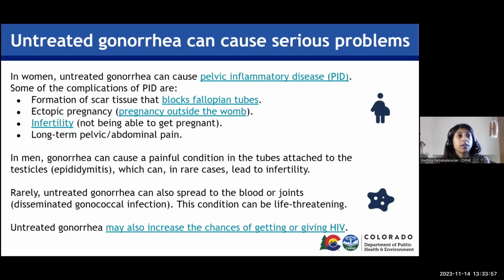In men, gonorrhea can cause a painful condition in the tubes attached to the testicles, which is called epididymitis. And in rare cases, this condition can lead to infertility. Rarely, untreated gonorrhea can also spread to the blood or joints, and this is then called disseminated gonococcal infection. This condition can be life-threatening. Untreated gonorrhea may also increase the chances of getting or giving HIV.